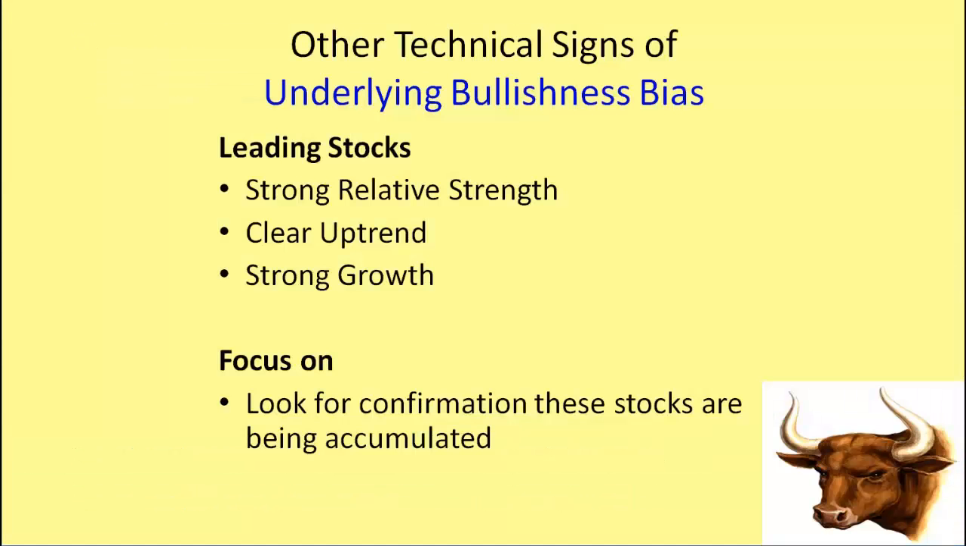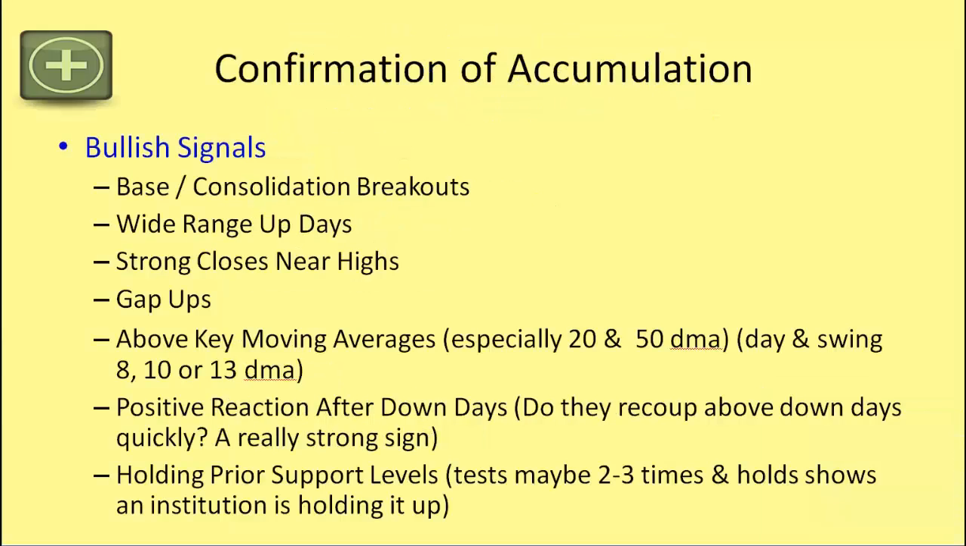Here are a few other signs of technical strength or underlying bullishness among leading stocks. You'd see strong relative strength, a strong, clear uptrend, and strong growth. You want to look for confirmation that these stocks are being accumulated. A few signs of accumulation would be a base or consolidation that breaks out, wide range bars to the upside, also known as price range expansion, strong closes near highs, gap ups. You'd like to see that price holding above key moving averages, especially the 20 and the 50 day. It can be shorter term if you're doing day and swing trades.